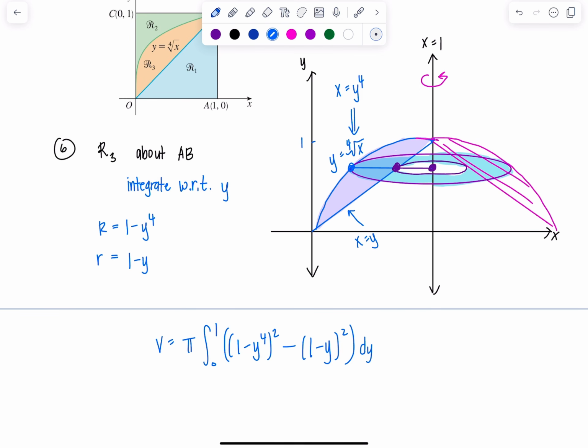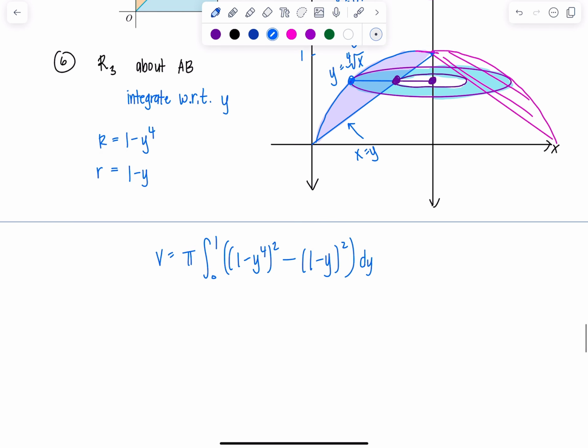Just have a little FOIL party and go. Pause the video, see if you can integrate this and not screw it up. Okay, let's double check together. Integral from 0 to 1, this is going to be 1 minus 2y to the fourth plus y to the 8th. Minus, I'm going to be dangerous and distribute the negative whilst I FOIL. Minus 1 plus 2y minus y squared. Wow, wow, wow. dy.